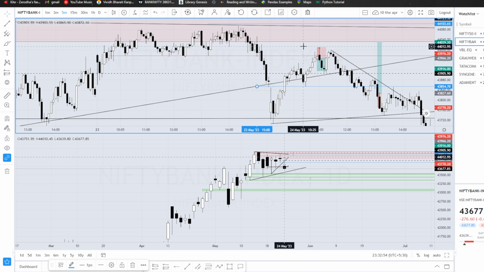Since it's Bank Nifty, you should always try to keep your SLs bigger in Bank Nifty. The entry should also have been a little more conservative. I could have entered when this candle didn't touch 44,000. I should have kept that in mind. If it is very near to that, then in Bank Nifty I should be more careful.